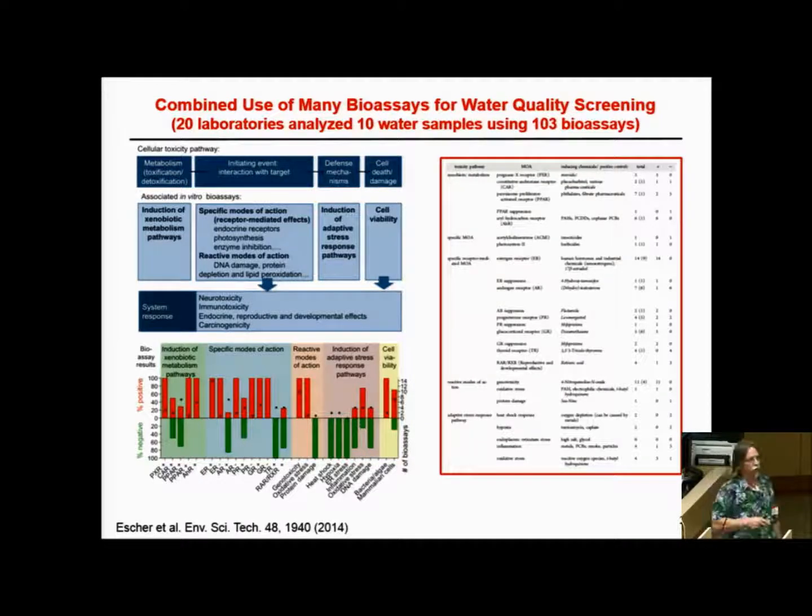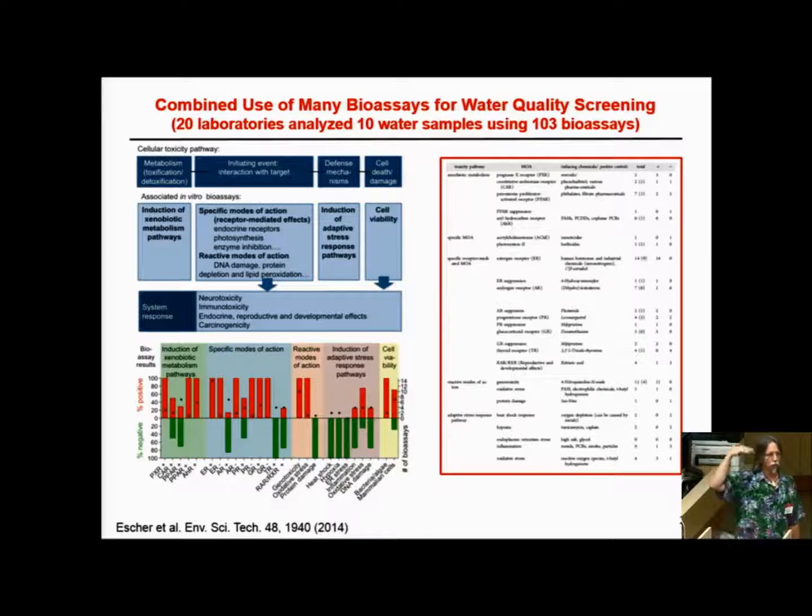The last thing I'll touch on is that the bioassays that I'm talking about, as well as a number of other bioassays, have been analyzed by a variety of groups. So to Bioassay, they used 103 different bioassays. And lots of them that were the same targets, but they looked at a variety that were targeted to metabolic pathways, oxidative stress pathways, genotoxic pathways, and they looked at water samples.